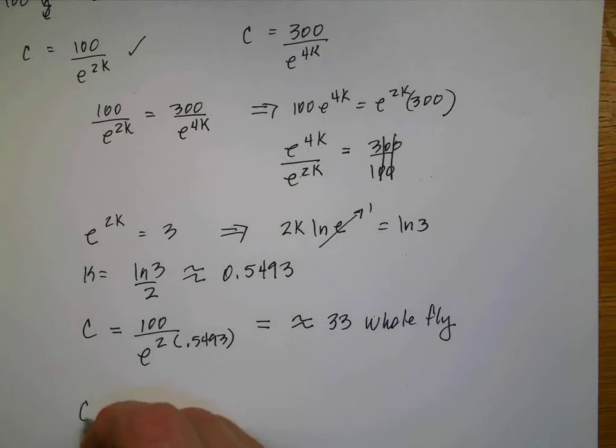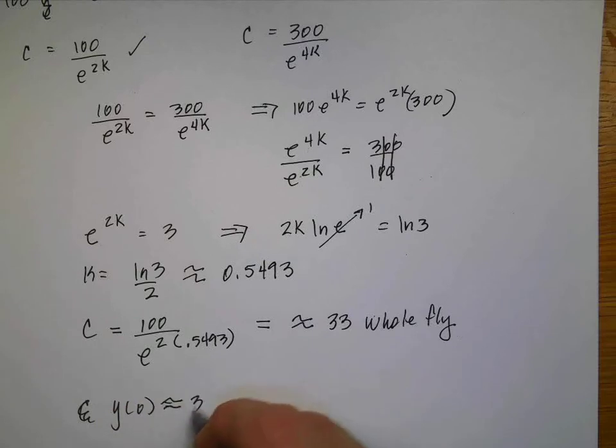Alrighty, and then it says how many flies were in the initial population. So I'm going to say y of 0 is approximately equal to 33 flies.